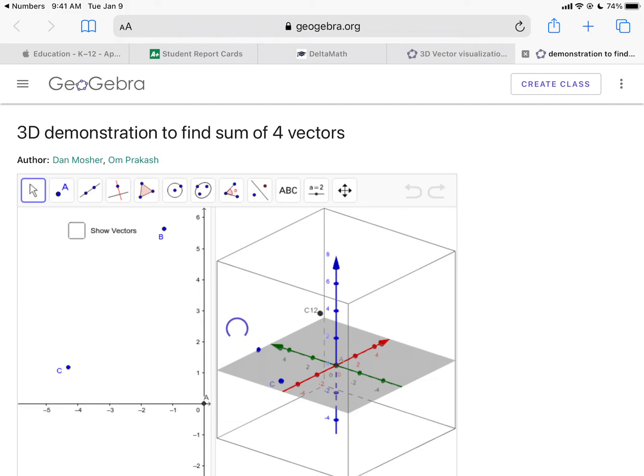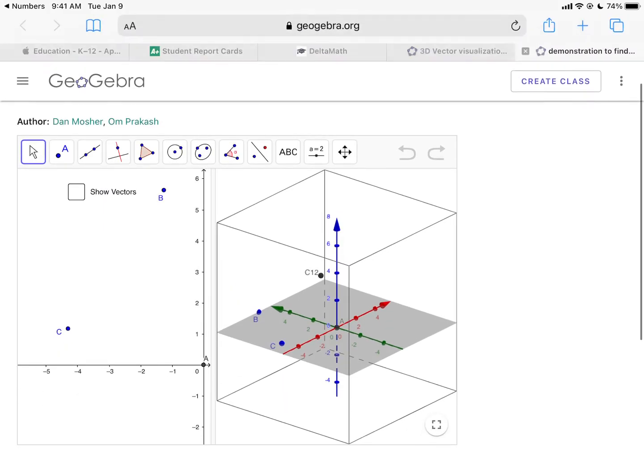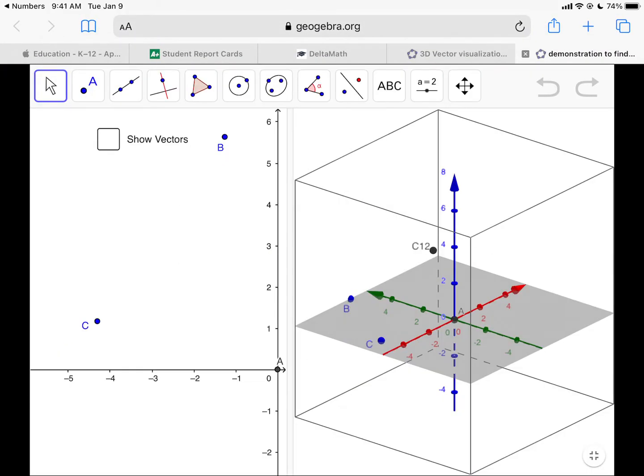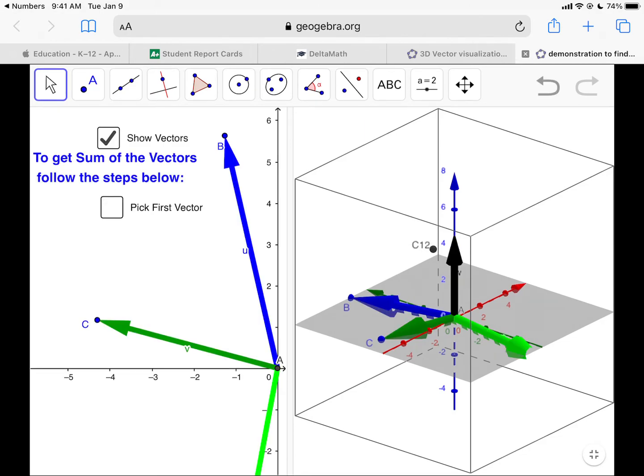Now, this is not the greatest applet to maneuver either, so bear with me here. Okay, so this applet shows 4 vectors. So you've got a black vector there, a blue vector, a dark green, and a light green. All right. I'm going to add the black vector with the blue vector first, okay?